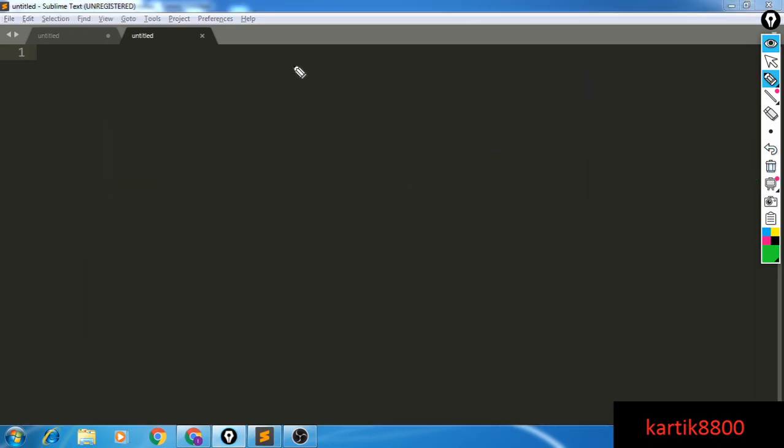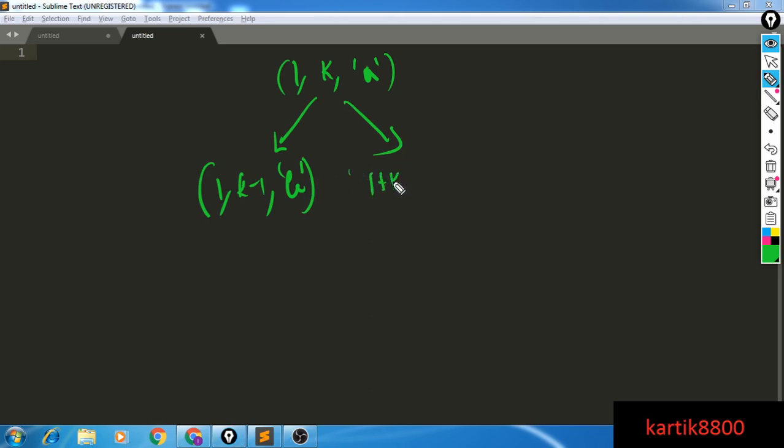So here's the idea. Initially you're solving for 1 comma k comma small a. Here k equals log base 2 n, and next you will be solving for the left half here, 1 comma k minus 1 comma small b, and here you will be solving for the right half, 1 plus 2 power k comma k minus 1 comma small b.